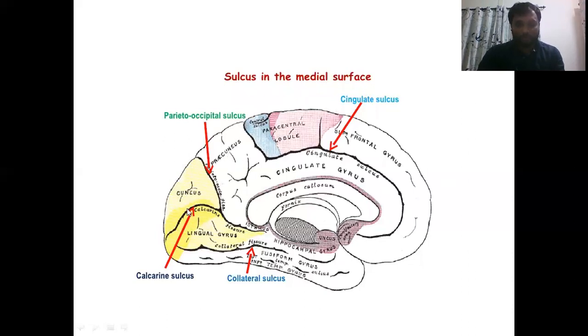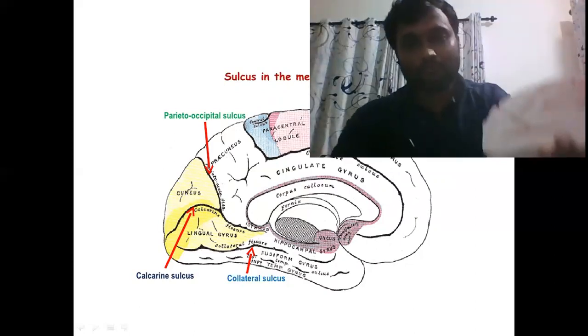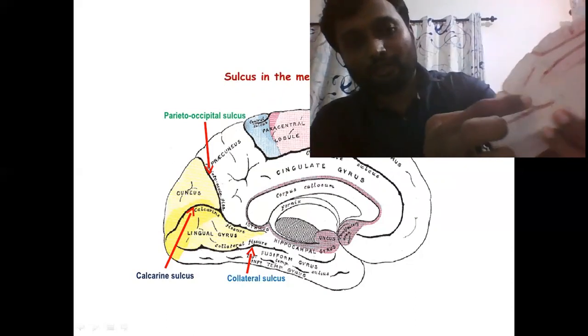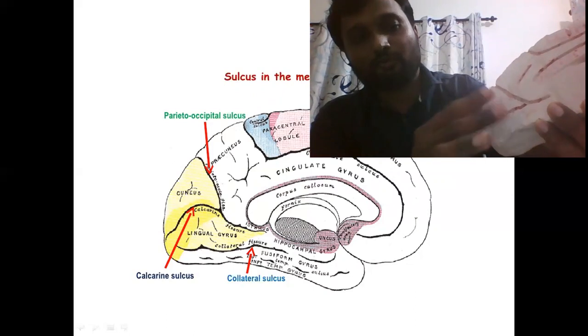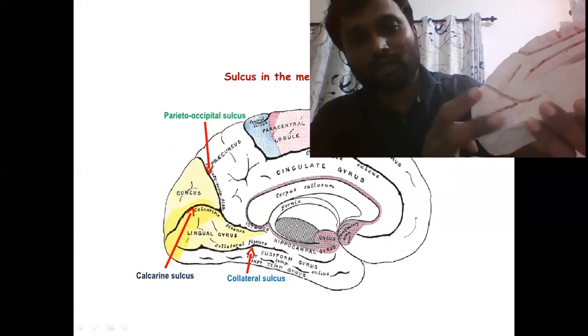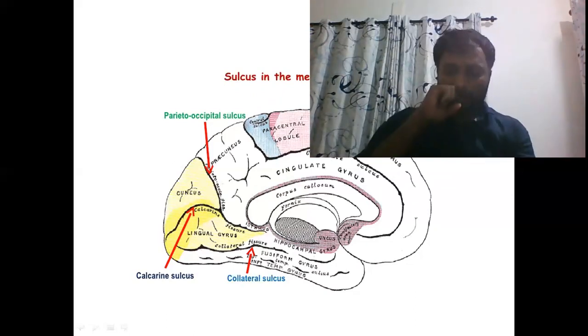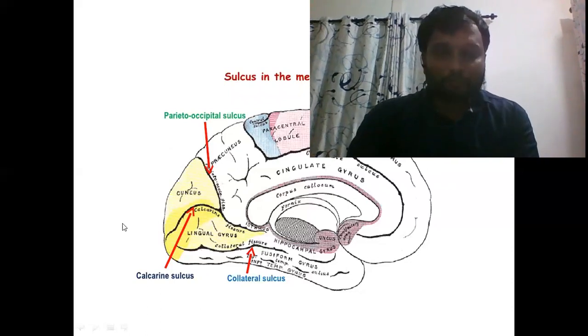Now the functional area. See here on either side of the calcarine sulcus, see, this is the calcarine sulcus. Above and below this colored area, it is the visual cortex. See here in this image. See the model. See, this is our calcarine sulcus. Above and below, these two areas, there comes the visual cortex, which is related to vision.